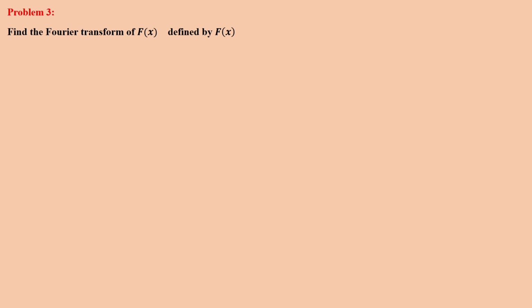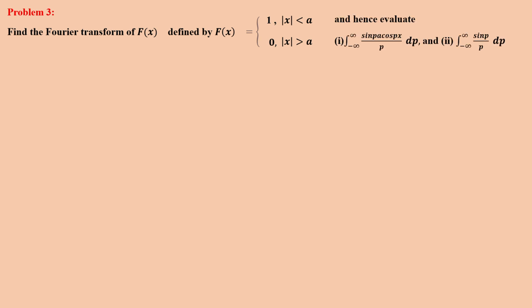And for the Fourier transform, you can use the script f, to avoid the confusion. So f of x is defined by 1 if mod x is less than a, 0 if mod x is greater than a. And hence evaluate, first, the integral from minus infinity to plus infinity of sin pa cos px by p dp, and second, the integral from minus infinity to plus infinity of sin p by p dp.